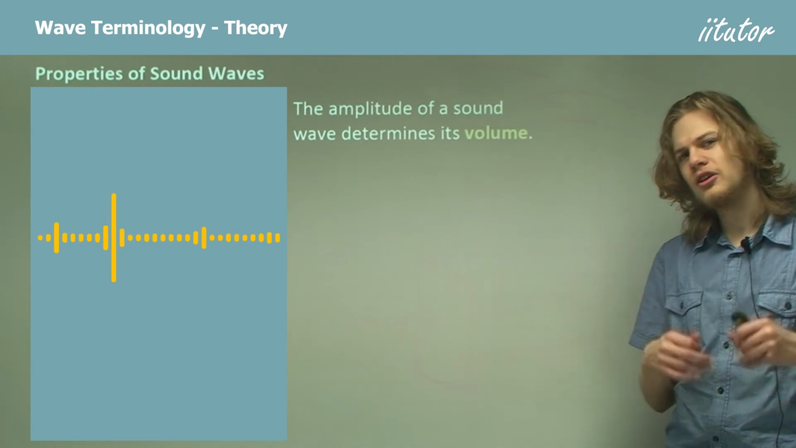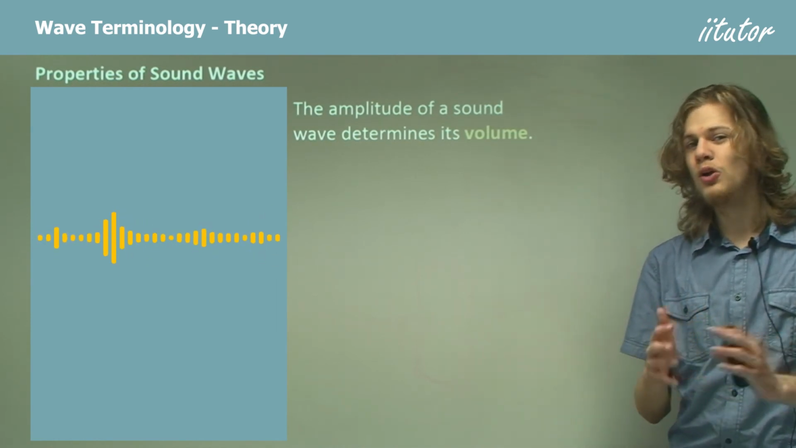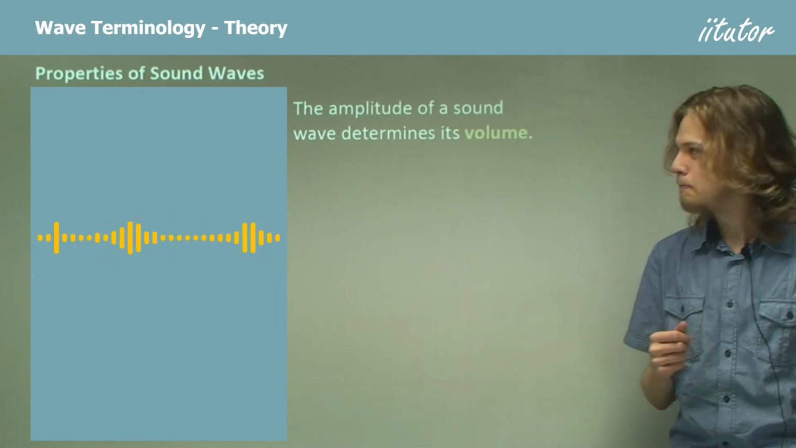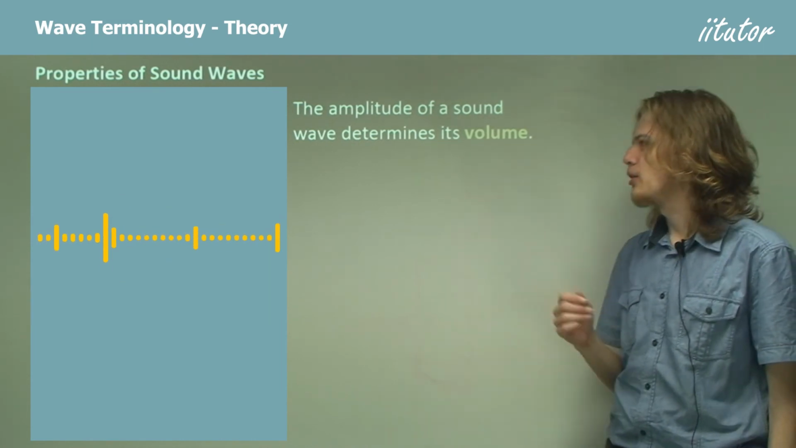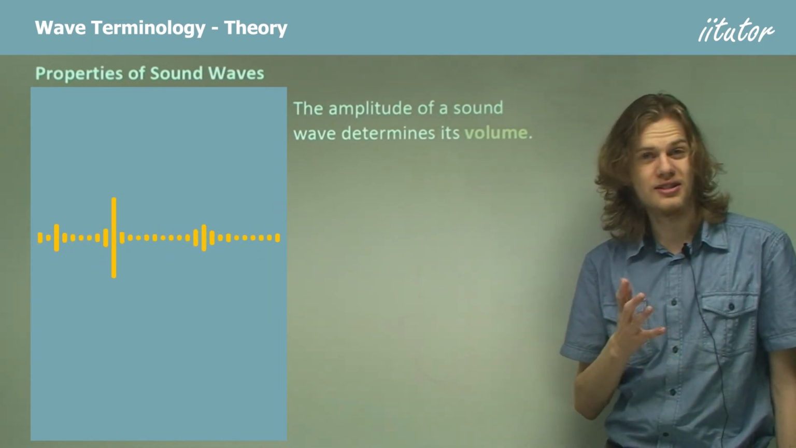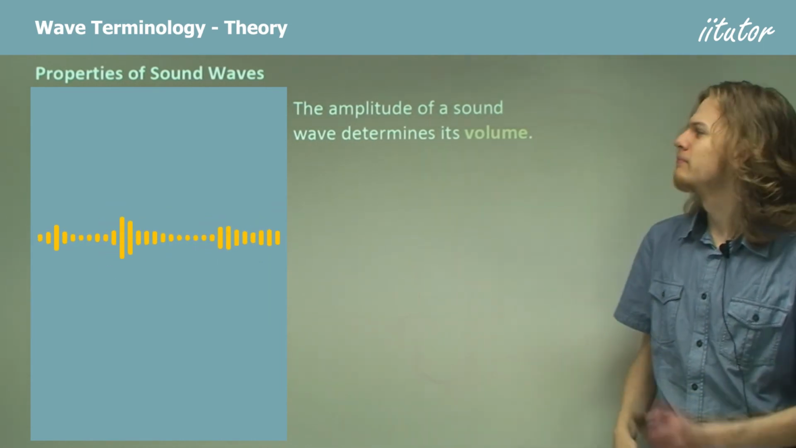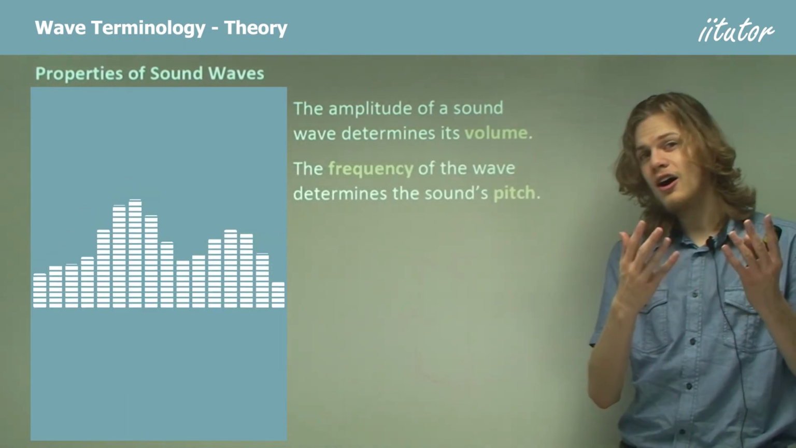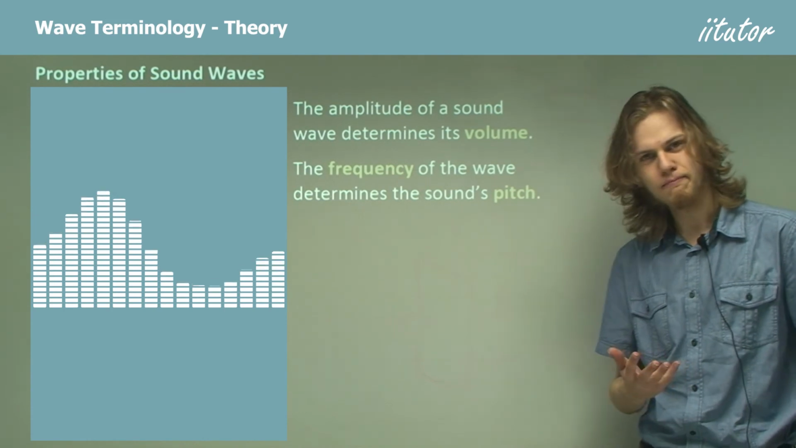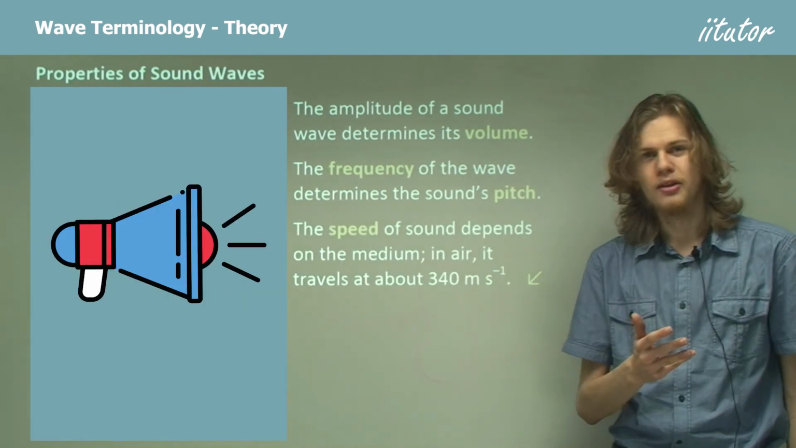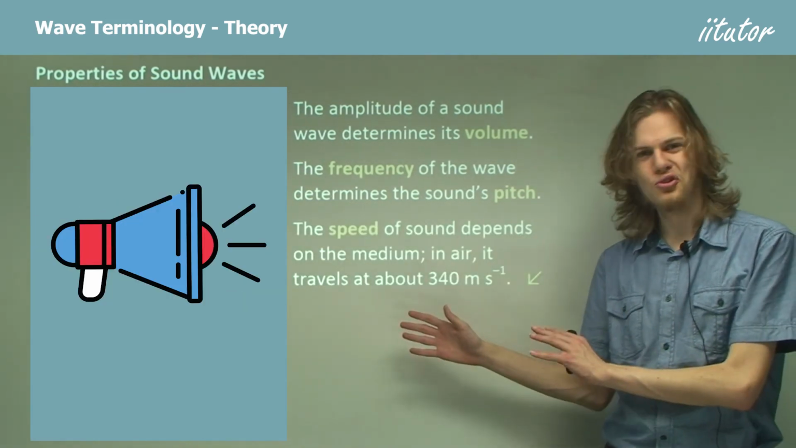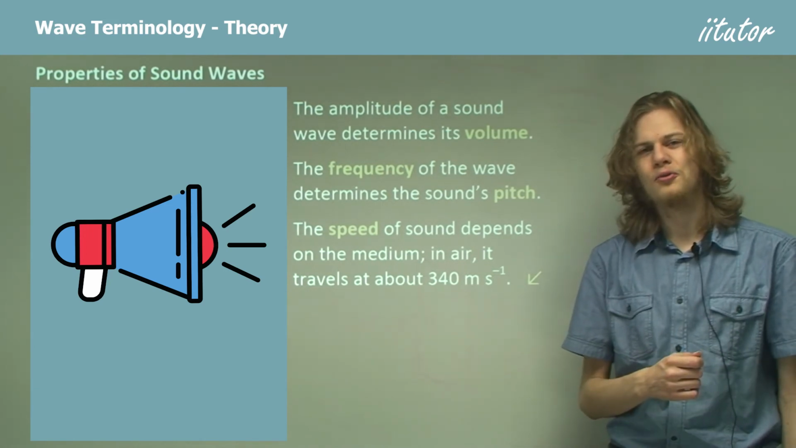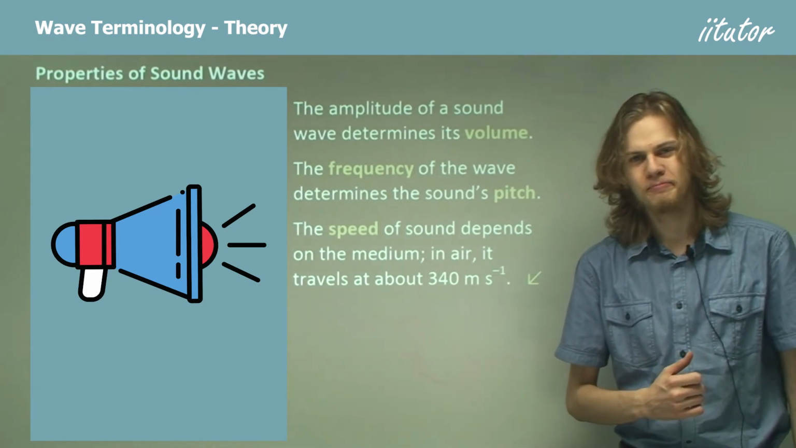So let's apply some of these terms to real-world waves, in particular sound. So the amplitude of a sound wave determines its volume and its intensity, for that matter. The frequency of the wave determines its pitch, so whether it's high or low, right? So in air, which is what we're of course all used to, sound travels at about 340 meters per second.